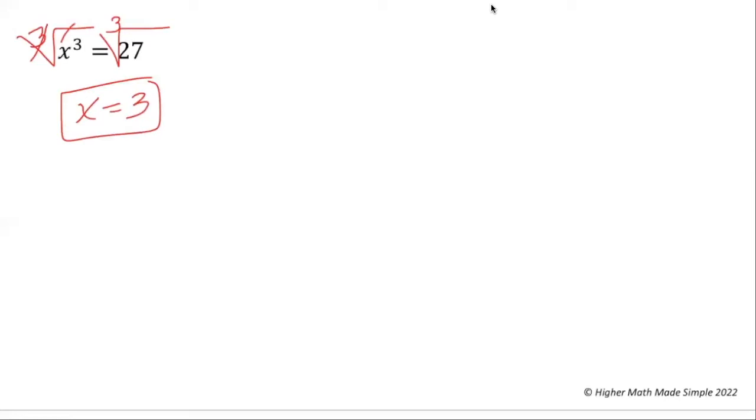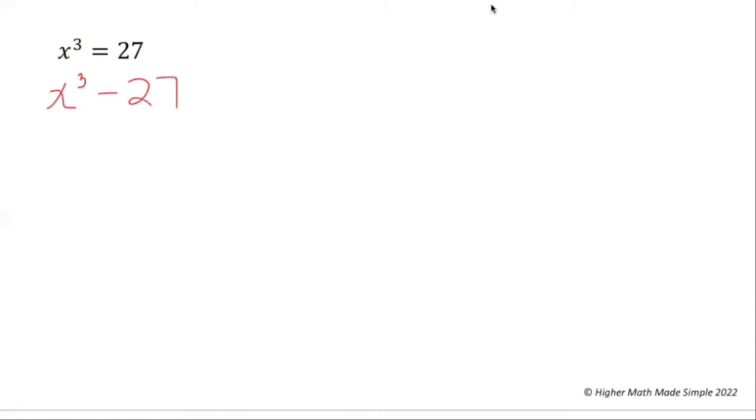Now, that is only one of the roots, right? Because the degree here is 3, that means there's going to be 3 roots. Whether they'll be real or imaginary, that's a different story. So we are going to be looking for 2 other missing roots because there should be 3 roots in total. So let's subtract 27 from both sides, and we end up with x to the third minus 27 equals 0.